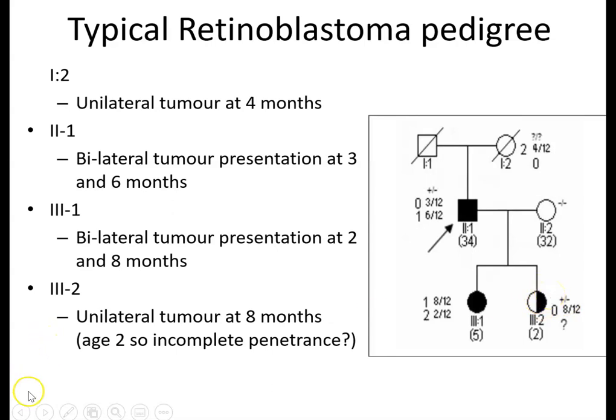and the sibling has also presented with at least one tumour in one eye. These numbers underneath, 34 is the age, so this is a 5-year-old who's had 2 tumours develop in the first year of life. This is a 2-year-old who has 1 tumour presented at 8 months and then no tumour yet. So this patient is 2 years old, and so many patients do develop bilateral disease, some patients develop unilateral disease. So this is a patient that's been slightly more lucky than the sibling.